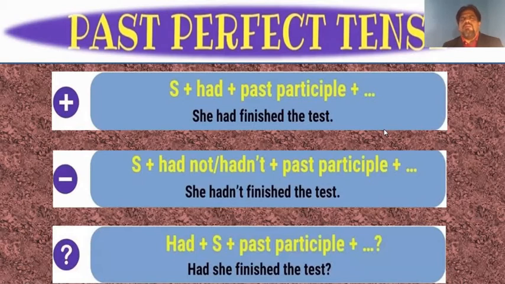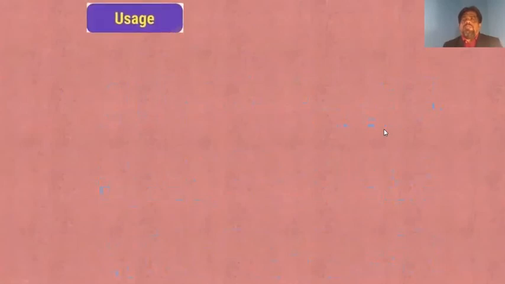And how do we make a question, an interrogative sentence? Just simple. Put the word had in front of the subject, then go. Had she finished the test? Had he come to school? Had they gone to market? Simple, very simple. Now let us see the four usages as well as their examples.